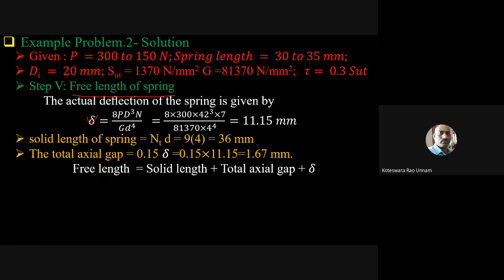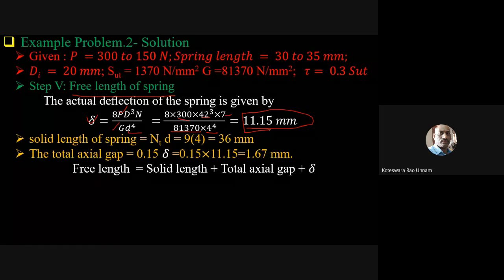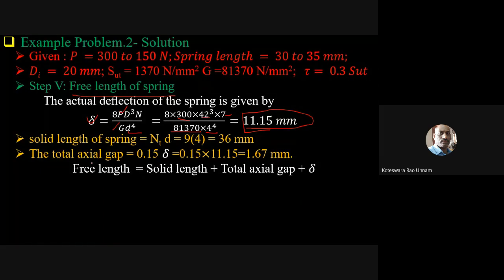Here, the delta formula is again the same formula we used earlier, that is 8 P D cube n by G d power 4. Here you need to consider P max, which is 300, D is 42 and n is 7, which we just computed. G is given as 81370 and small d is 4 mm. If you substitute all those things, you get 11.15 mm. So once you have the delta, then you can calculate the total axial gap.